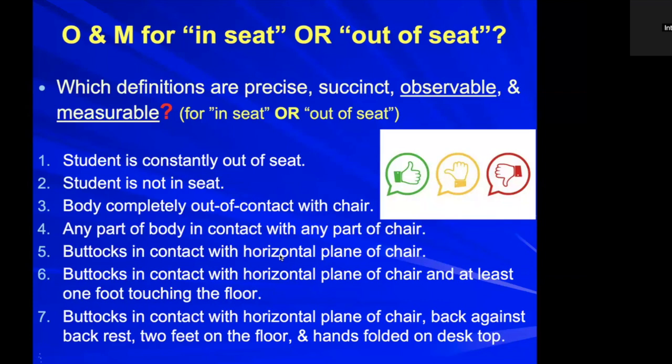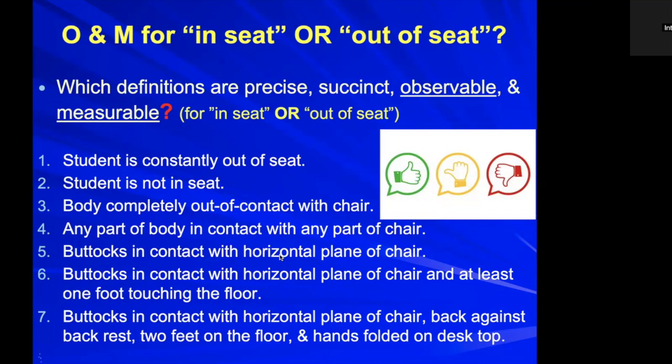We moved closer to what is considered appropriate seating, buttocks in contact with horizontal plane of the chair. And when he was competent at that, we had, let's say, 85% accuracy when a bell dinged and we were looking for it, buttocks in contact with the horizontal plane and at least 1 foot touching the ground. And then we moved on to number 7, having the back against the backrest.